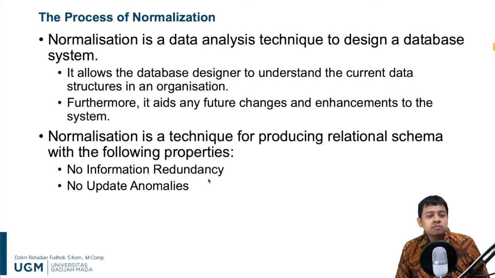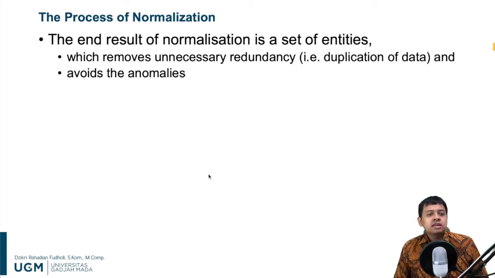Normalization is a technique for producing relational schema with the following properties: no information redundancy and no update anomalies. No anomalies. At the end of the normalization, we will have a set of entities that does not have redundancy or duplication of data and avoids any anomalies. So that's the end of the normalization.